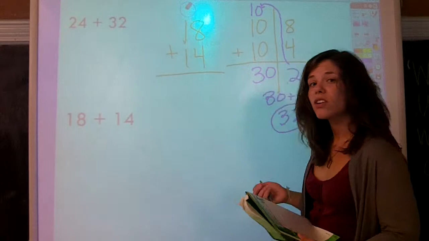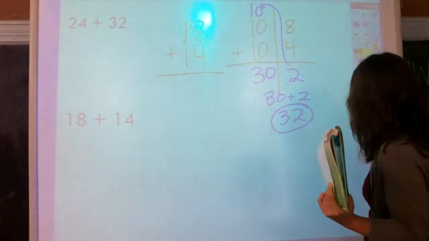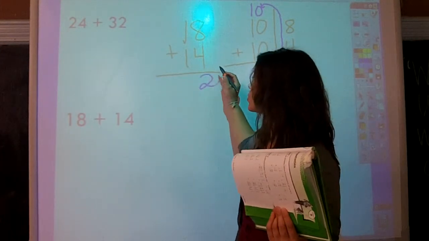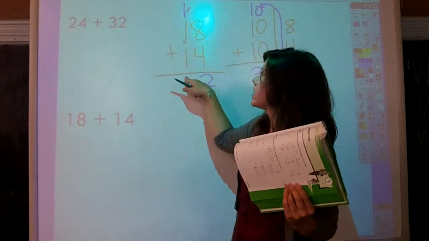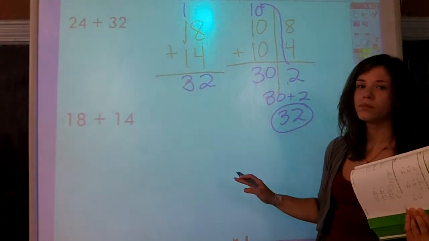Let's look at our standard algorithm and go back to that bad language of carry the 1 and see if we get the same thing. 8 and 4 is 12. Drop down your 2. Put your 10 in the 10's place. 1, 1, and 1 is 3.